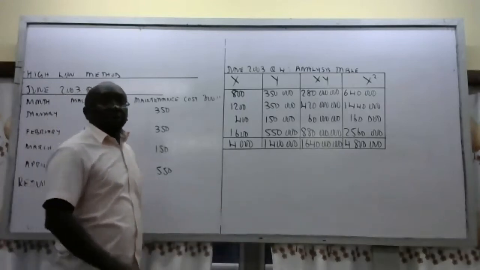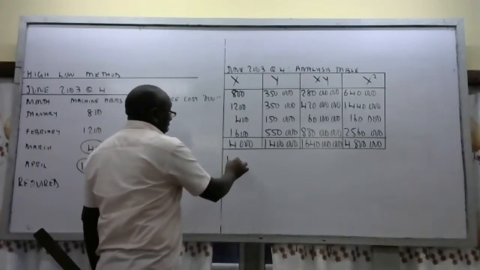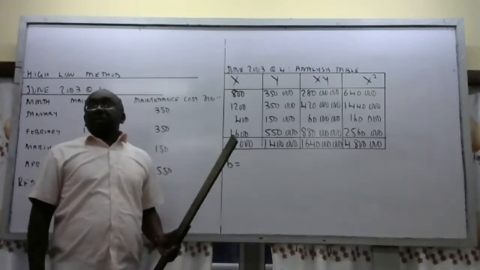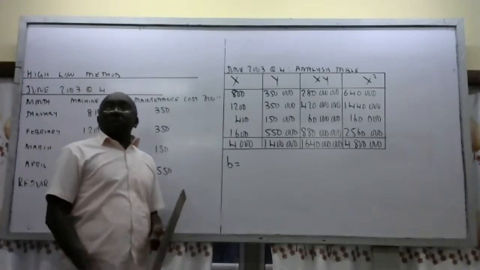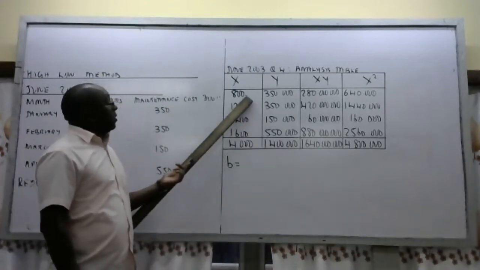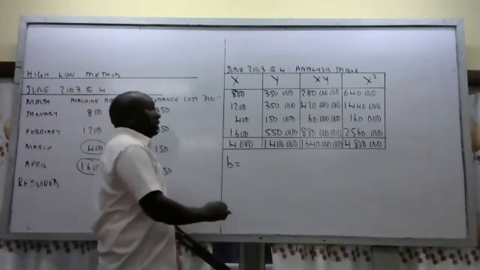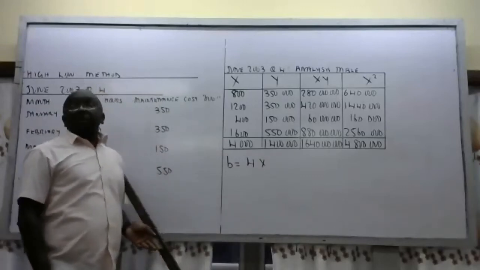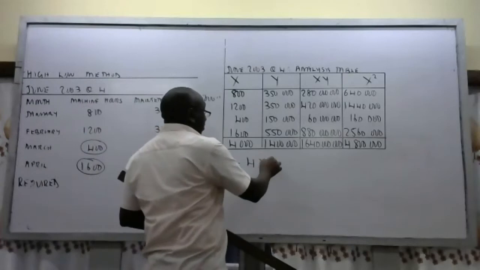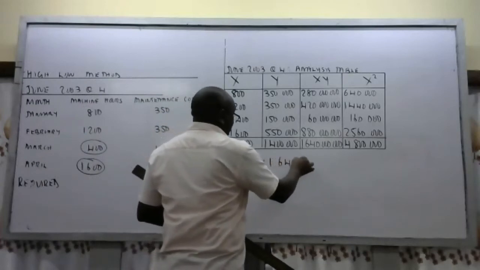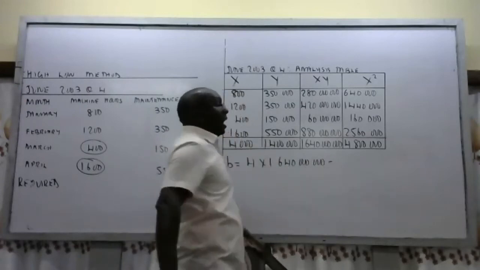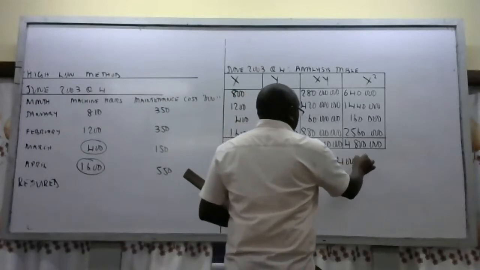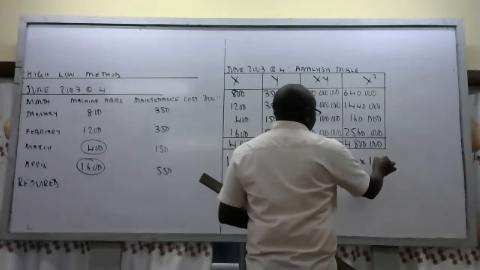So once you get those values, you now proceed and get B. Because you already have the formula slightly up there, I'm just going to substitute. I'm not going to repeat the formula. The formula requires we get N. N is 1, 2, 3, 4. So it is 4 times the sum of XY. Sum of XY is 1,640,000 minus sum of X. Sum of X is 4,000 times sum of Y, which is 1,400,000.